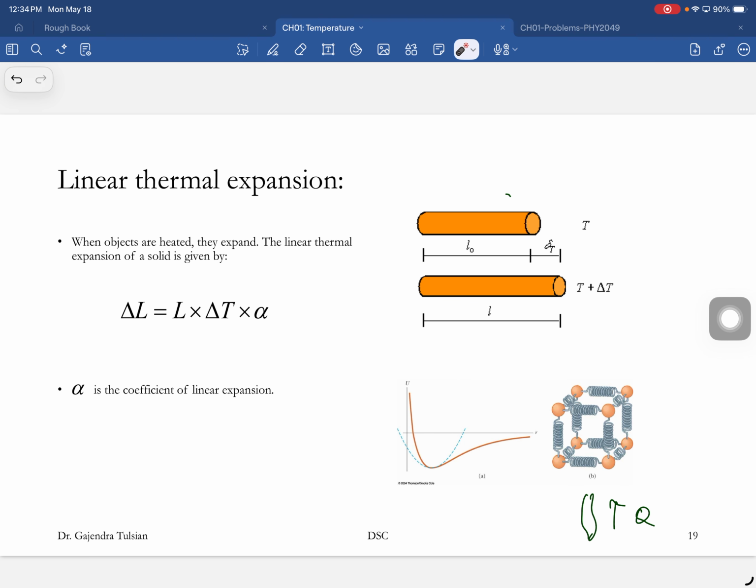So you take a 1 meter aluminum rod, you raise its temperature by 1 degree Celsius, its length increases by 0.025 millimeter. Again, the length increased by 25 parts in a million. Why the heck are we talking about this? Why do we care?